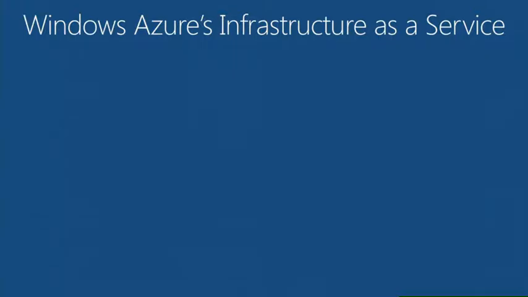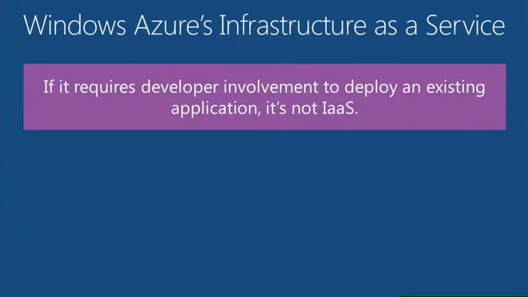So when I say existing application support, the way we really thought about infrastructure as a service in this last year that I've been working on it is really this sort of definition. If it requires developer involvement to deploy an existing application, it's not infrastructure as a service. And we really sort of tried to live up to that. It took us some time. Obviously, the team was really platform as a service focused until about a year and a half ago, when we really started thinking about, hey, what should we do here?